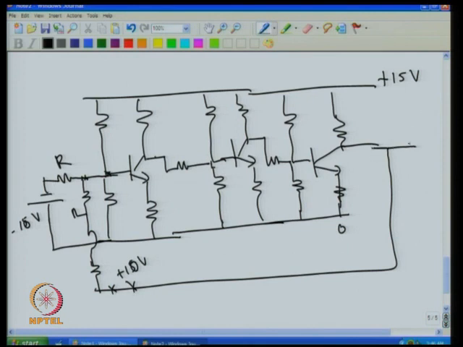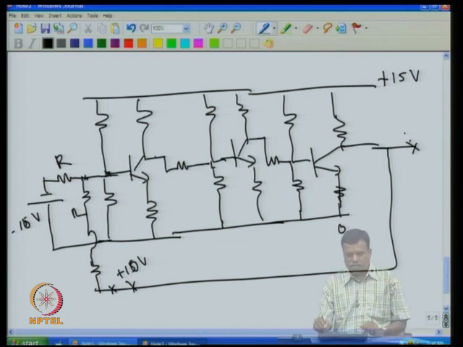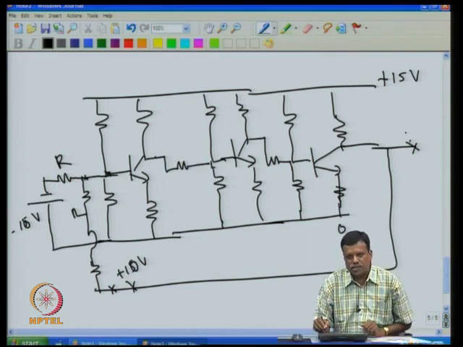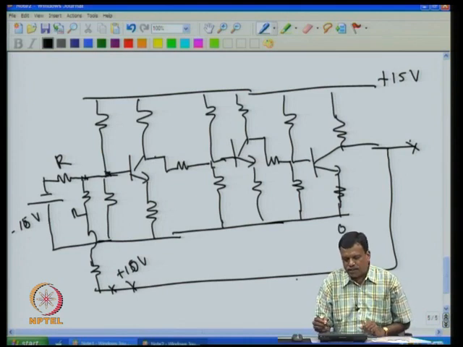So if I look at this one, he was using this as output. If he gives minus 10, he will get plus 10 here. If he gives at this point minus 5, he will get plus 5. If he gives minus 1, he will get plus 1. That was his amplifier, and he called it a summing amplifier. And he had patented this, and then this circuit became very popular.